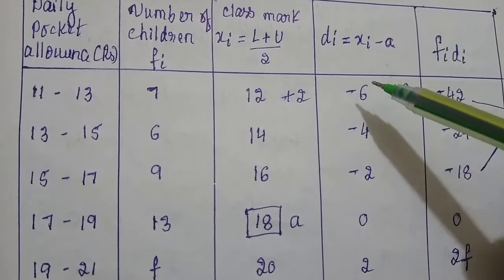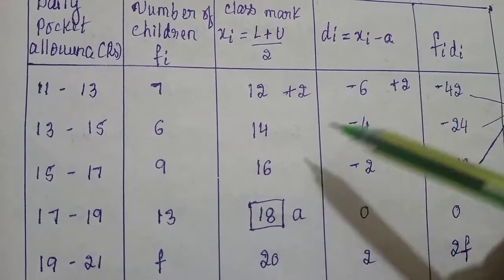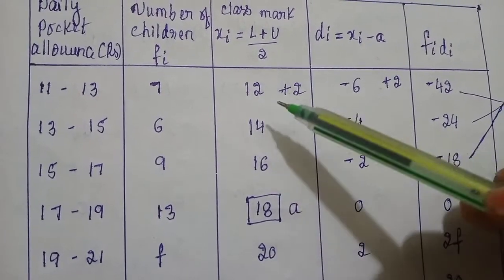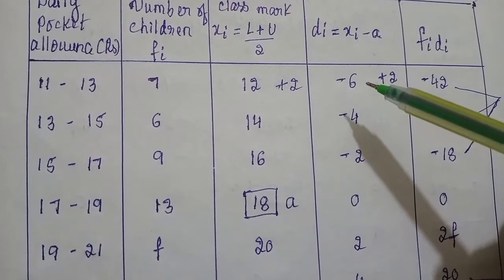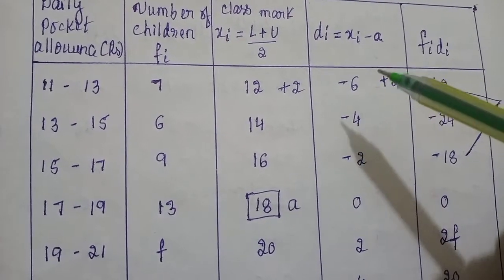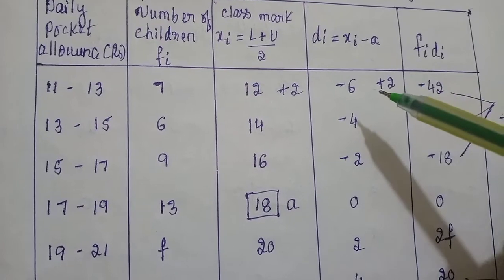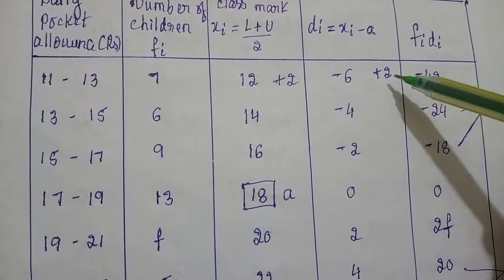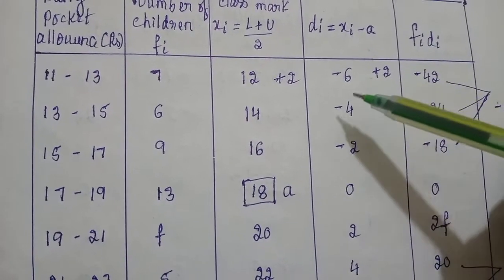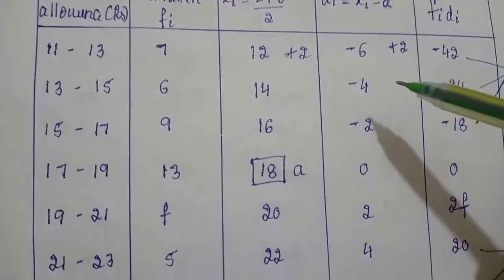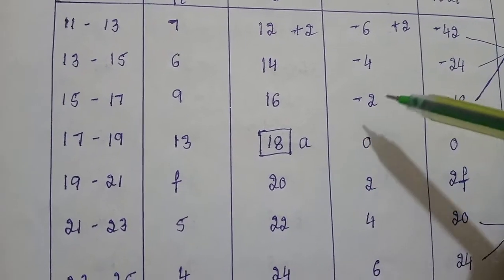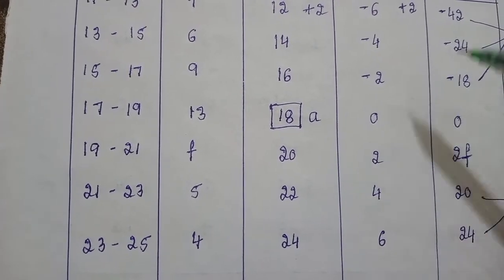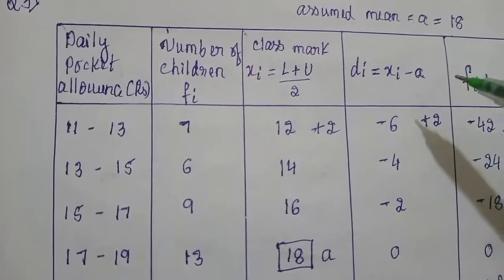Now di equals xi minus a. What is xi here? 12 minus a. a is 18. 12 minus 18 is minus 6. So be careful here, you will always get a negative number at the starting. And to get the remaining di's, one better method is to go on adding the class size, that is plus 2. Minus 6 plus 2 is minus 4. Minus 4 plus 2 is minus 2. Minus 2 plus 2 is 0. 0 plus 2 is 2. 2 plus 2, 4. 4 plus 2, 6. So I got the next column, that is di.